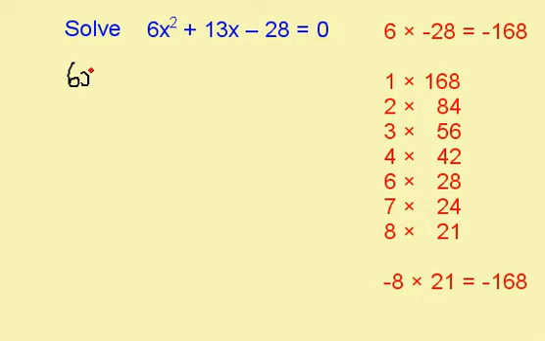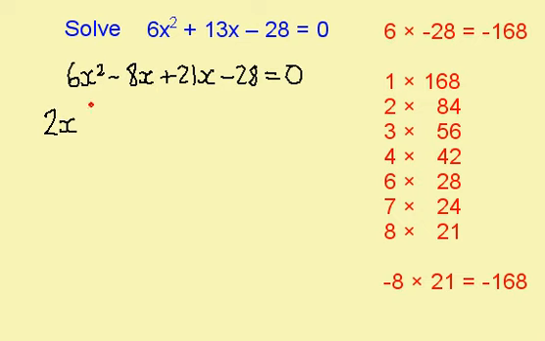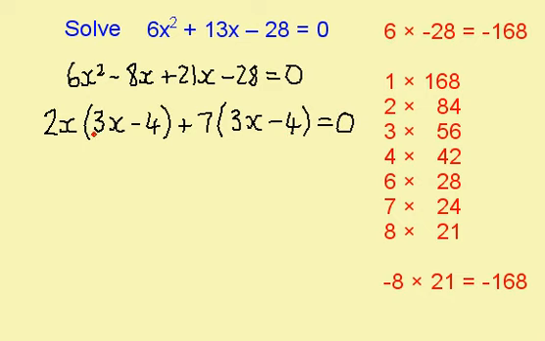So I have 6x squared minus 8x plus 21x minus 28 equals 0. If I factorise these two terms, I can take out a factor of 2x. This leaves me with 3x minus 4. Factorising these two terms, I can take out a factor of 7, leaving me with 3x minus 4. I've now found a common factor of 3x minus 4. And left is 2x plus 7.